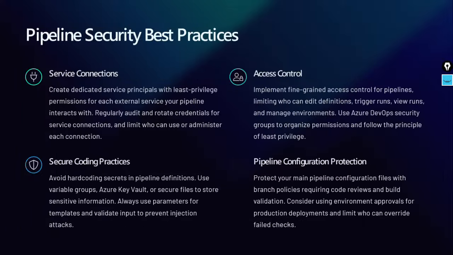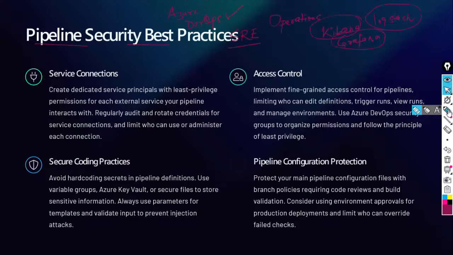Error handling. Pipeline security best practices. You have the service connections. So you are getting a service connection to the various external services, but through a very, very secured mechanism. And those are given by Azure DevOps only, service connections.